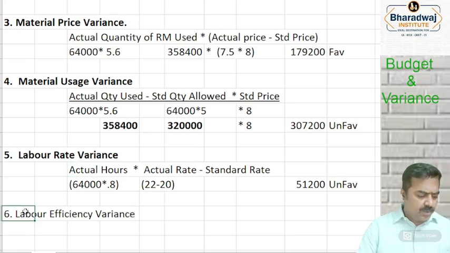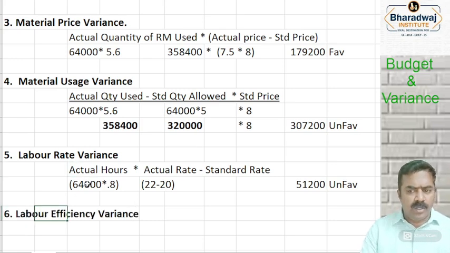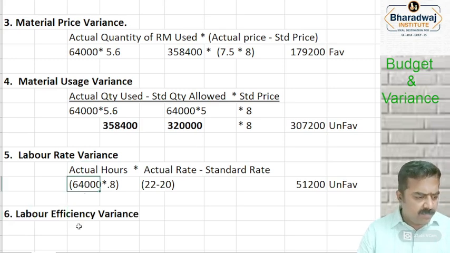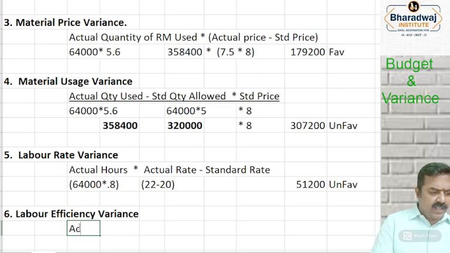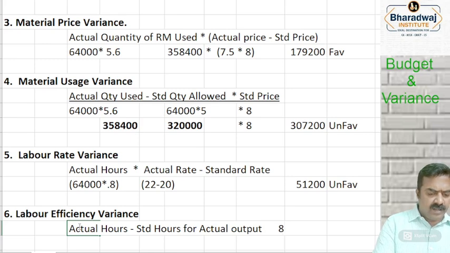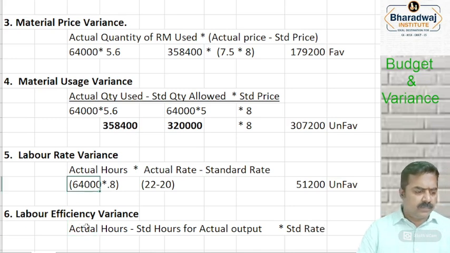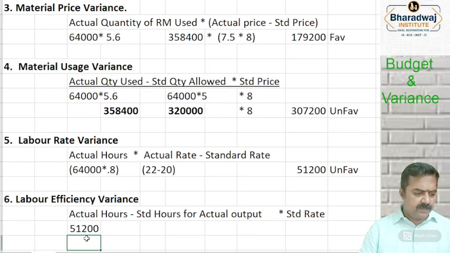See, efficiency is to do with, are you able to produce within the given time? Simple. Actual hours taken minus what is the standard hours allowed for this actual output, multiplied with standard rate. Actual hours are nothing but 64,000 into 0.8. This is the actually taken hours.